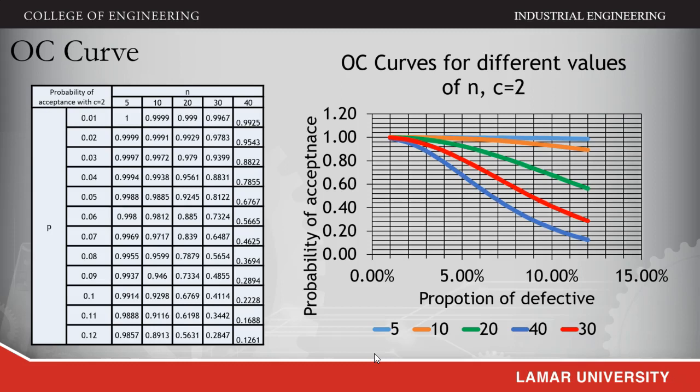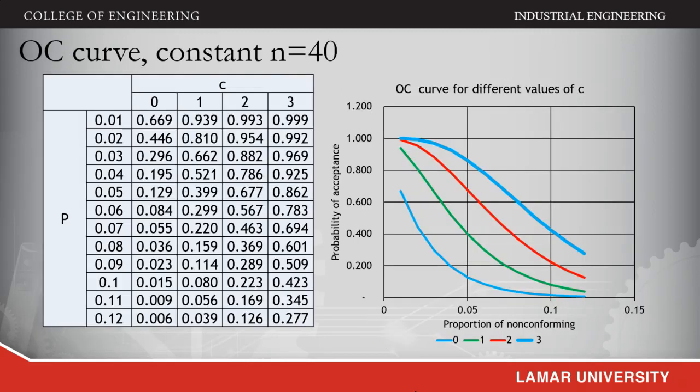And that's closer to what we really want to have. We want to have a good decision criteria that allows us to identify when this is happening. We can alternatively fix the sample size, and when we fix the sample size, in this case 40, we can change the acceptance number. And in this example, we are varying the acceptance number from 0 to 3.